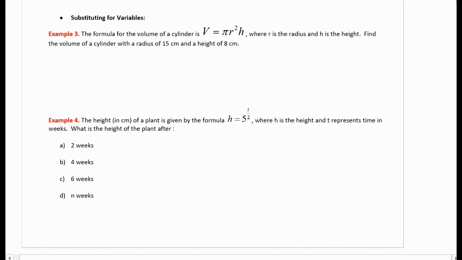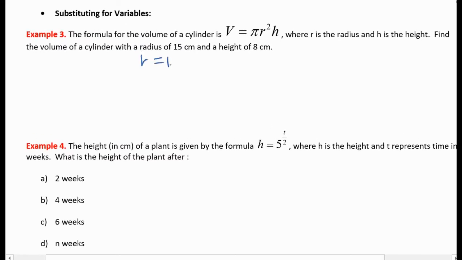Okay, example 3. The formula for the volume of a cylinder is V equals pi r squared h, where r is the radius and h is the height. Find the volume of a cylinder with a radius of 15 centimeters and a height of 8. Radius 15 centimeters means r equals 15. The height 8 centimeters means h is 8. So we have the formula, and we can simply plug 15 into r and 8 into h.